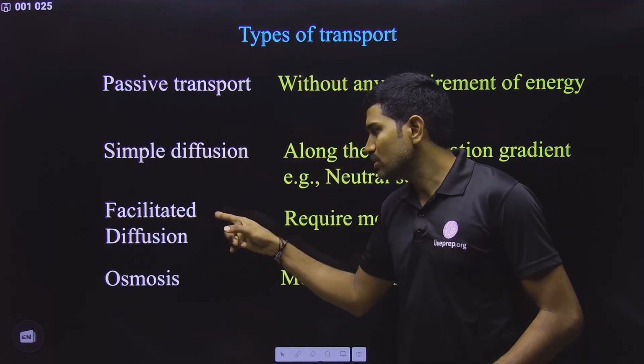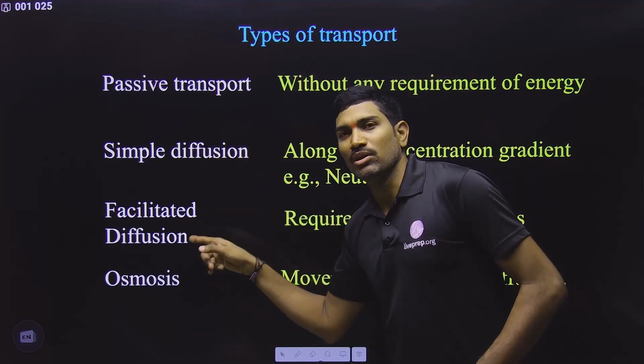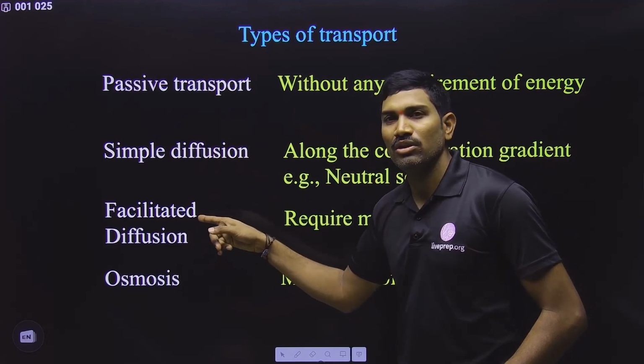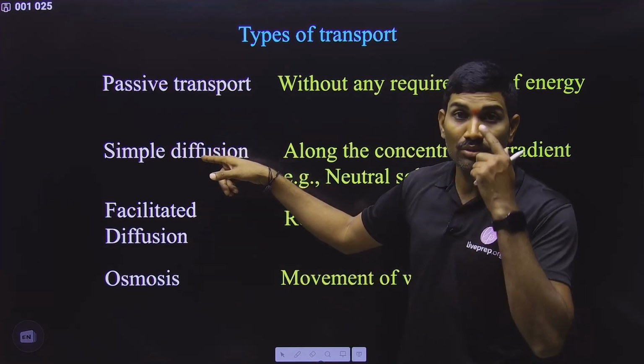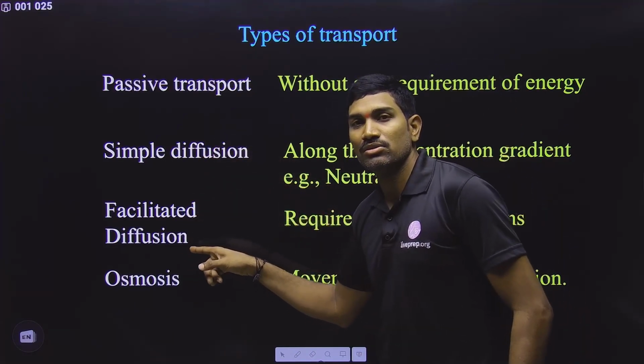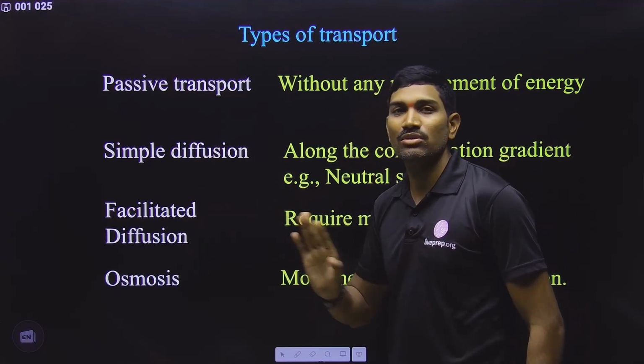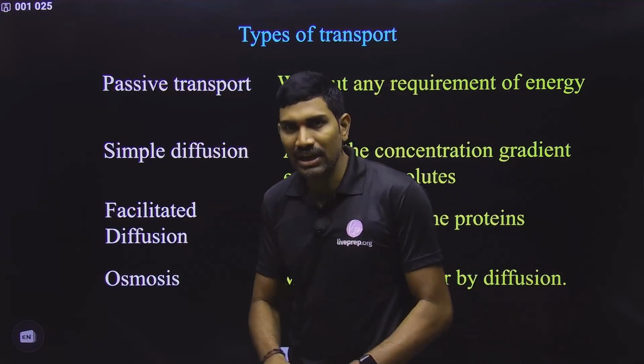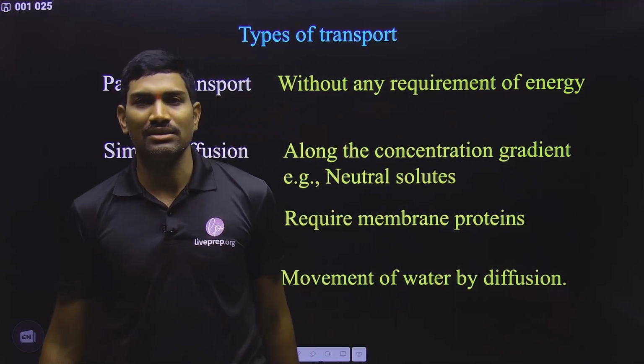So who will pass through facilitated diffusion? Hydrophilic molecules. Hydrophilic neutral molecules can go through simple diffusion, but charged molecules, charged ions, have to pass through by facilitated diffusion if they are moving from higher concentration to lower concentration.